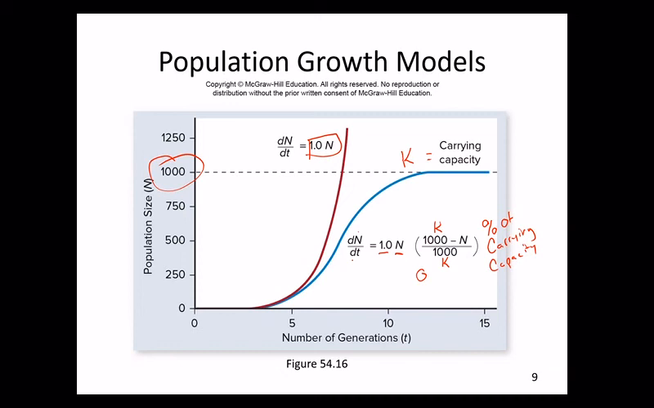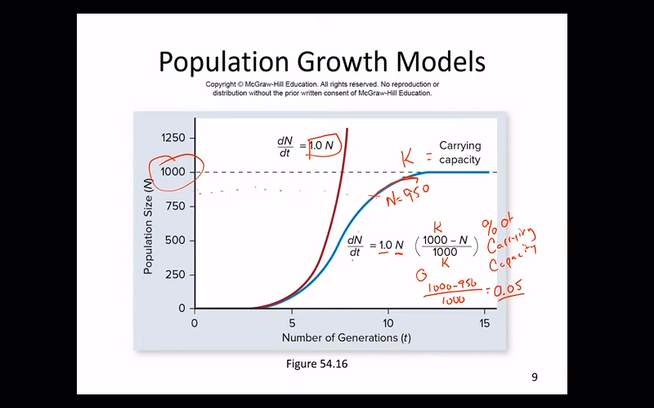In some cases, we'll see early in the curve, so if we come in here and we say we're right here where the population size is 950, then that would give us 1,000 minus 950 divided by 1,000, which will equal 0.05.